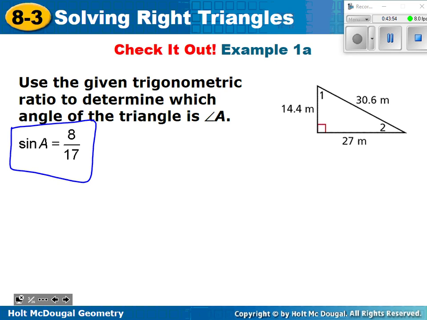Okay, so raise your hand if you think it's angle 1. Raise your hand if you think it's angle 2. Sure. All right. Okay, so I'm going to show you one more time. Watch up here to make sure you're really getting it.